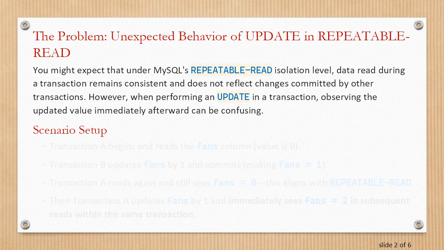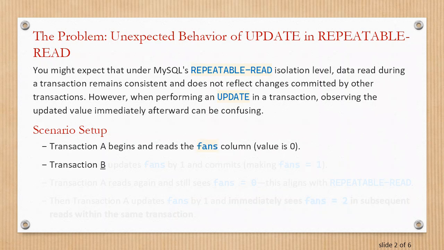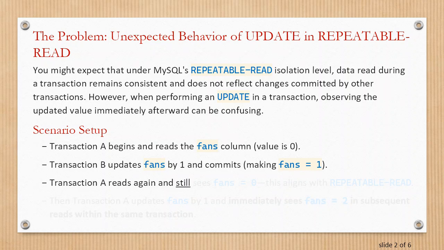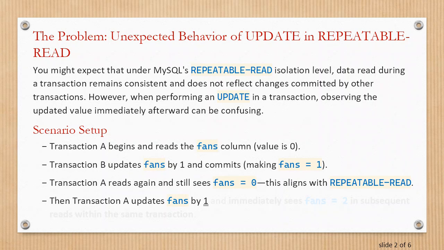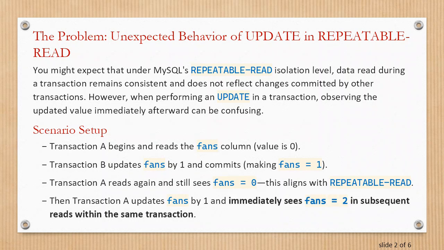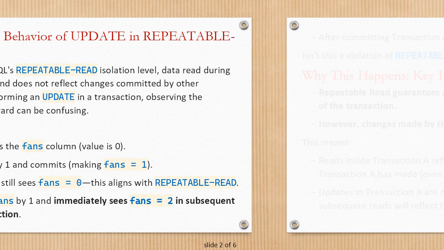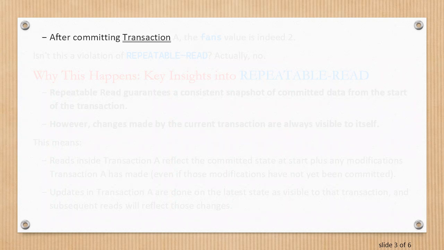Scenario setup. Transaction A begins and reads the fans column, value is 0. Transaction B updates fans by 1 and commits, making fans equals 1. Transaction A reads again and still sees fans equals 0, this aligns with repeatable read. Then transaction A updates fans by 1 and immediately sees fans equals 2, and subsequent reads within the same transaction do too. After committing transaction A, the fans value is indeed 2.